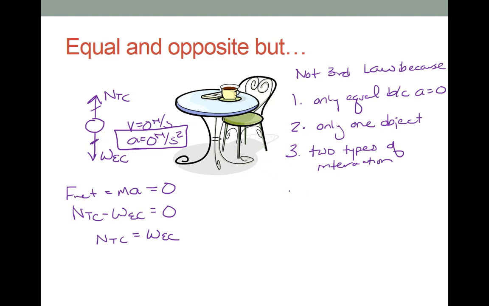Okay. Things you could look at. It's not the same two objects, right? We don't have the flipped subscripts, if you will. So we can put that down here. The flipped subscripts are not present, right? It's not normal from the table on the cup and normal from the cup on the table. It's normal and weight. One's between the table and the cup, one's between the earth and the cup. So there are 4 good reasons that these are not a third law force pair.